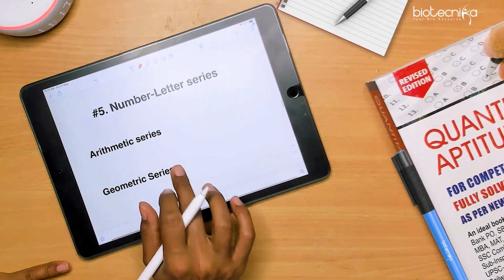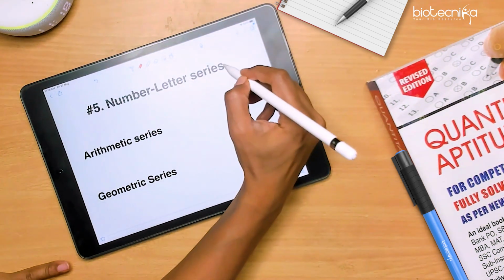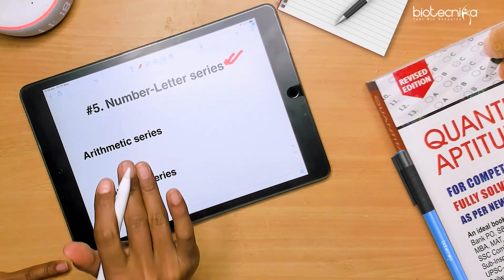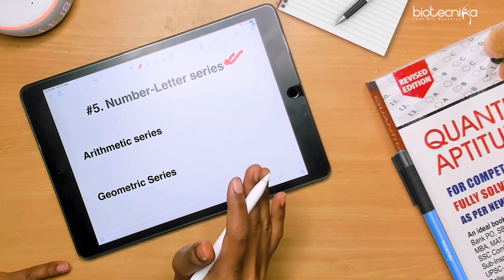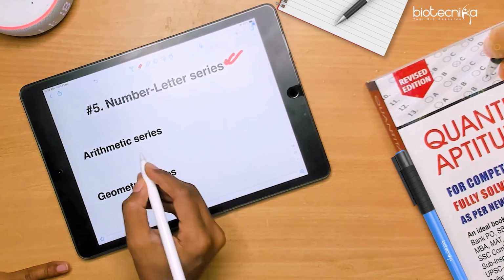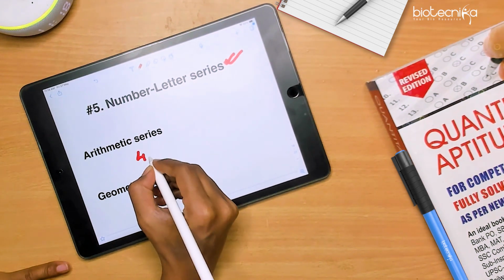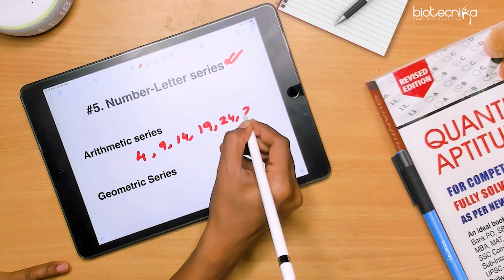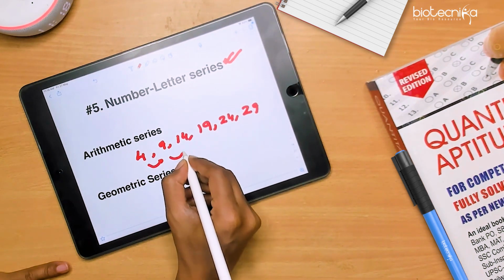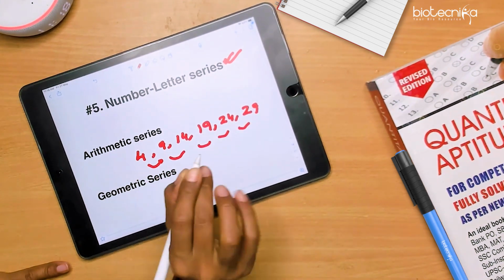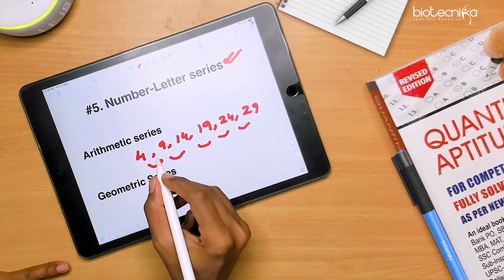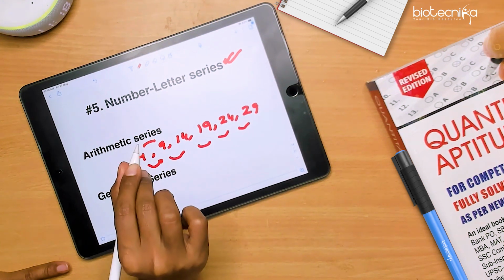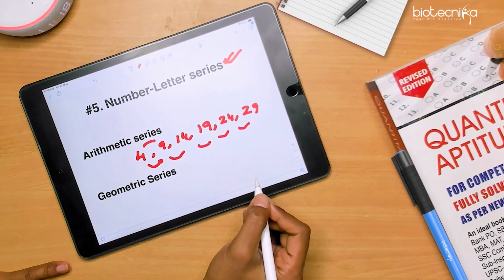Okay. The next type of questions which are very easy and very fun to solve are the number letter series. You need to know what are natural numbers, whole numbers, integers, positive integers, negative integers, right? And also some series like arithmetic series. If I have 4, 9, 14, 19, 24, 29, you can see there is a gap of 5, plus 5 is added over here. That is arithmetic series. It consists of a series in which the next term is obtained by either addition or by subtraction of a constant number to the previous term.